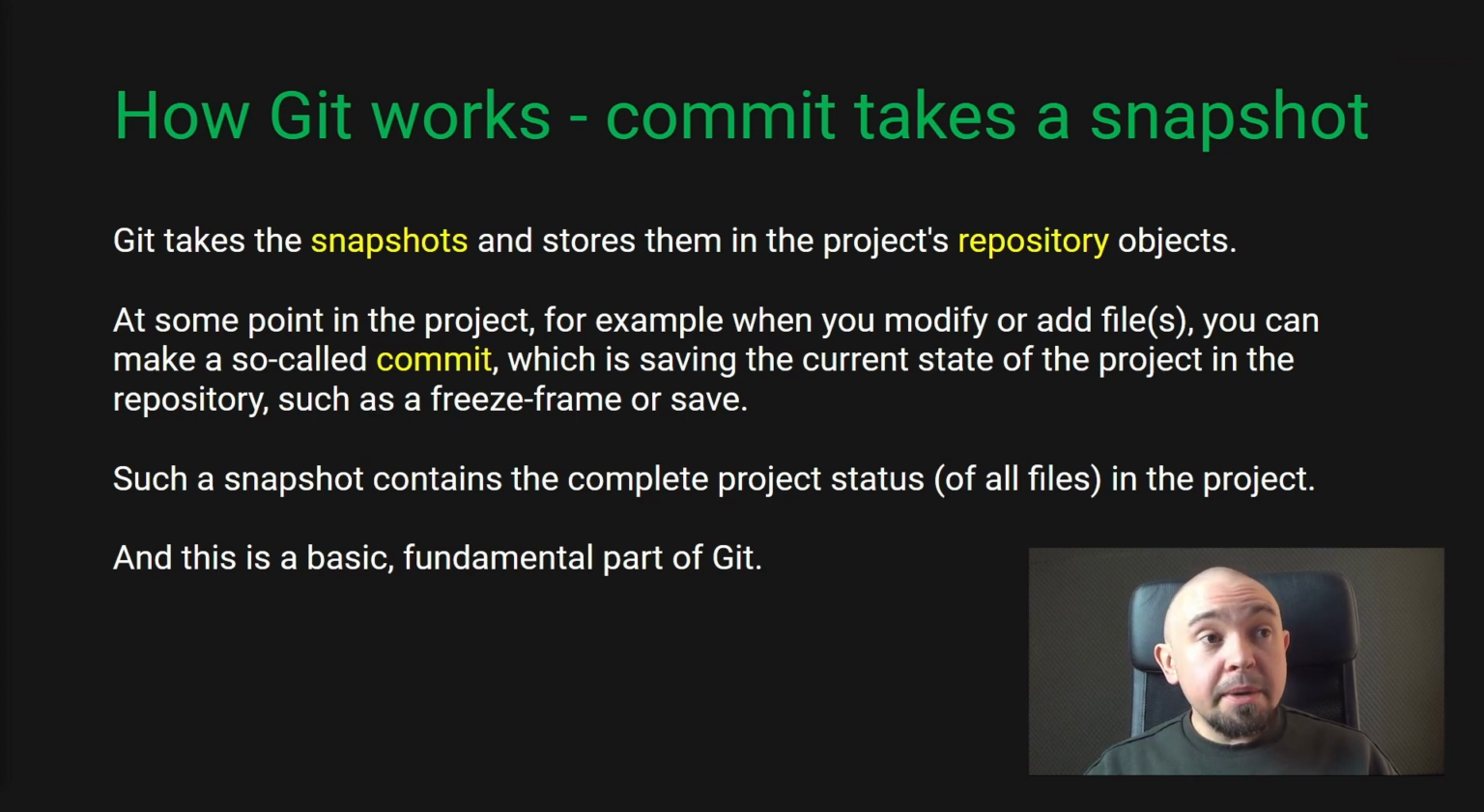You can think of commits as saving changes to a project, and saving these changes to the project creates a snapshot. At some point in a project, for example when you modify or add files, you can make a so-called commit, which is saving the current state of the project in the repository, such as a freeze frame or a save. Such a snapshot contains the complete project status of all files in the project. And this is a basic fundamental part of Git.